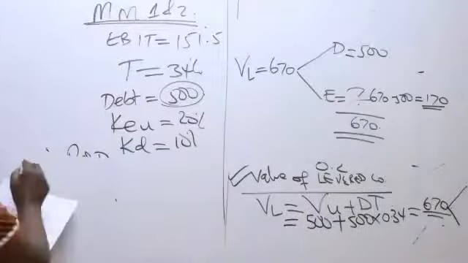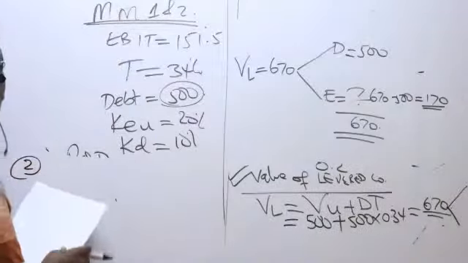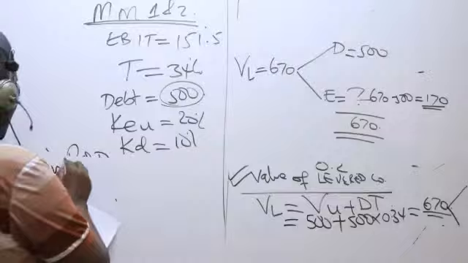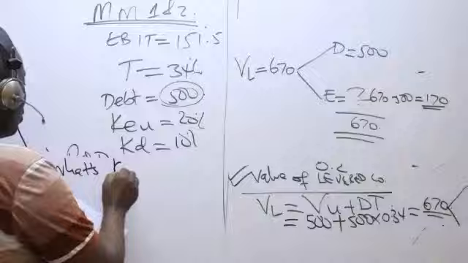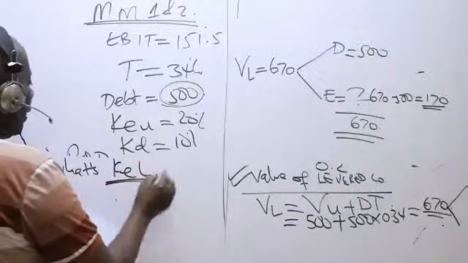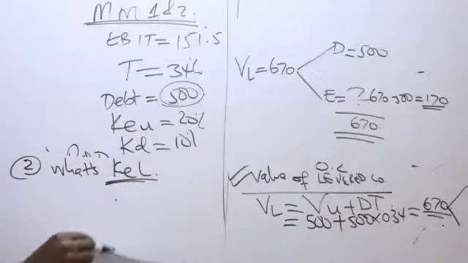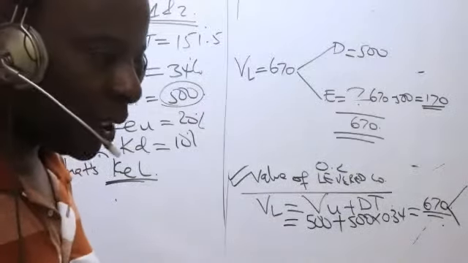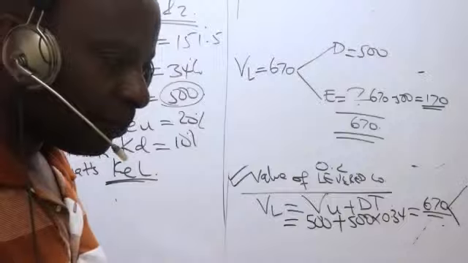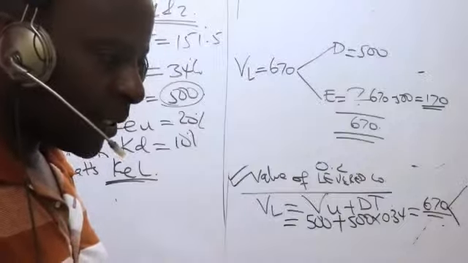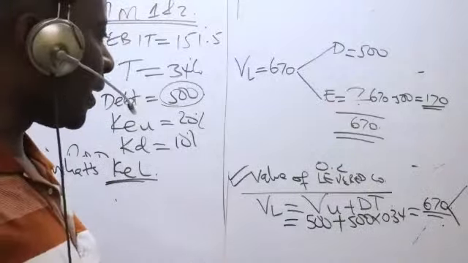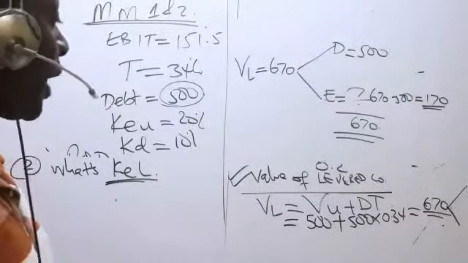The second requirement, number two: what is the cost of equity of the levered company? So in MM1, no taxes. Good question.